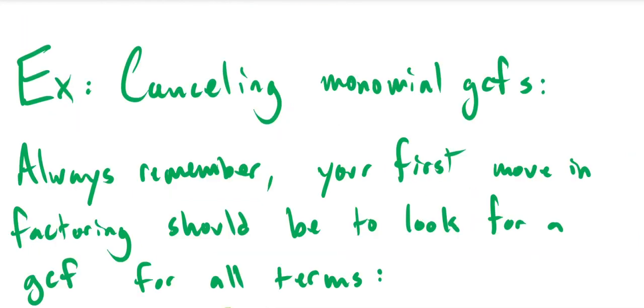So as we learned before, the first move that we make when we factor should be to look for a greatest common factor in each and every term in your polynomial. And that's going to be one of the main ideas about canceling that we can do in order to easily divide one polynomial by a monomial.